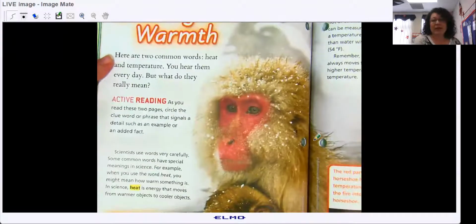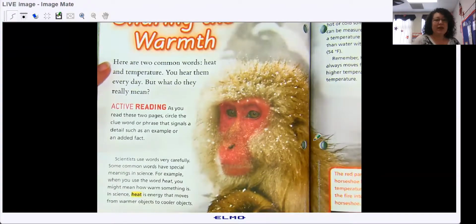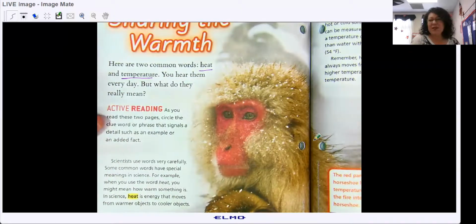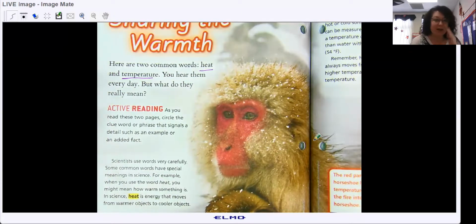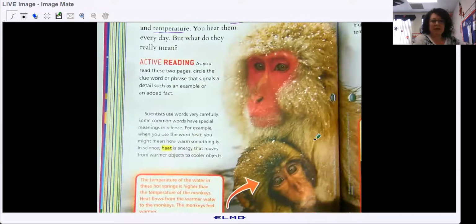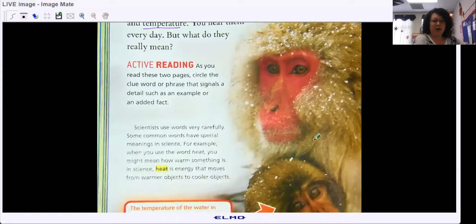Here are two common words, heat and temperature. You hear them every day, but what do they really mean? You've probably never thought of that. Active reading. As you read these two pages, circle the clue word or phrase that signals a detail such as an example or an added fact. Let me zoom in while you follow along.